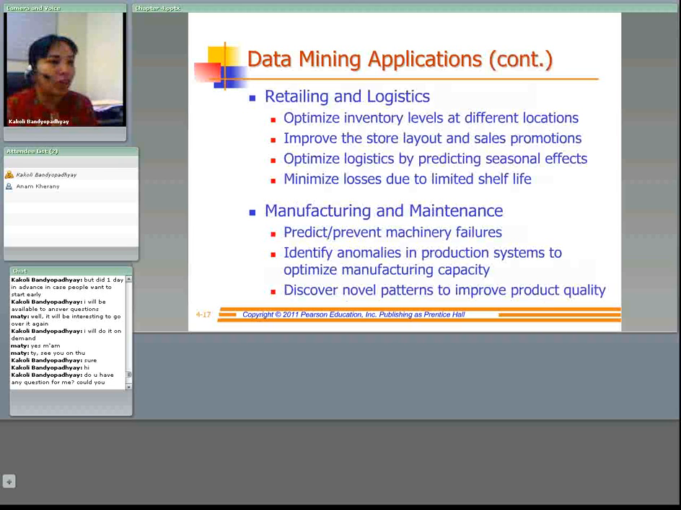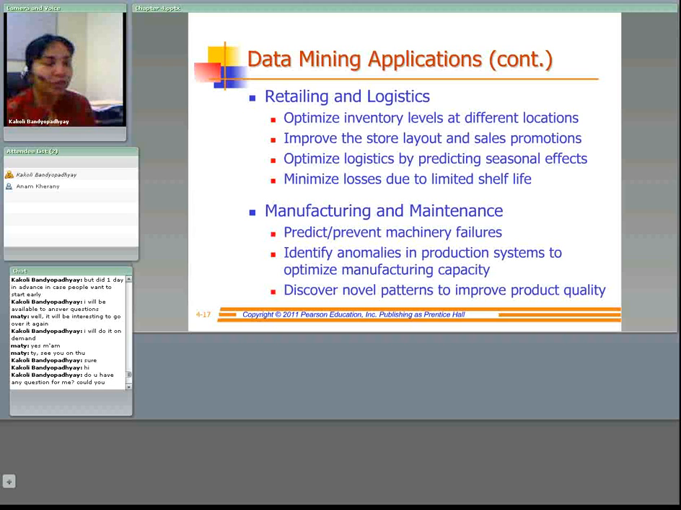In retailing and logistics, inventory is big, because you spend a lot of time holding and storing inventory. So if you can forecast correctly, then you can also optimize inventory levels. Then the store layout, which is important. Then optimize logistics by predicting seasonal effects. If I can find out which items sell well during which time of the year, I can stock them during that time. So that helps me save money on inventory.